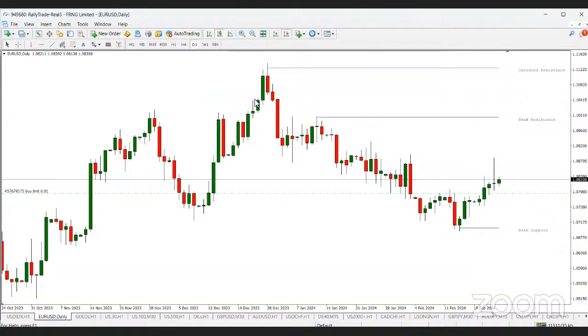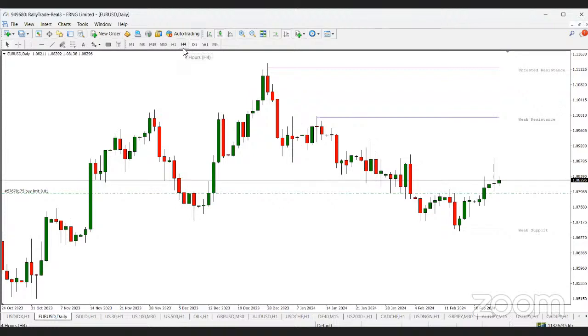What do I mean by that? We've been getting a series of lower lows on Euro USD. But what price did was that price was able to break above the recent high. So even on the daily time frame, price seems to have broken that bearish structure in the market.